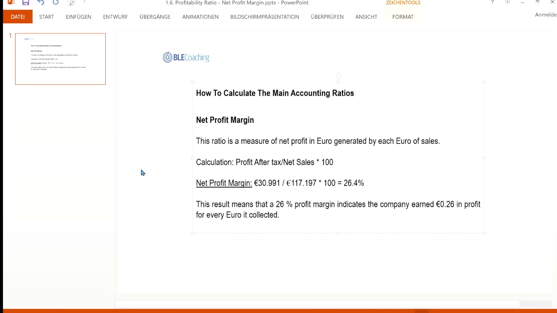To calculate this, we take profit after tax divided by net sales multiplied by 100. So in our financial statement figures, the net profit margin was 30,991 divided by 117,197 multiplied by 100 to give you 26.4%. So with this result, it means that a 26% profit margin indicates the company earned 26 cents in profit for every euro that it collected.